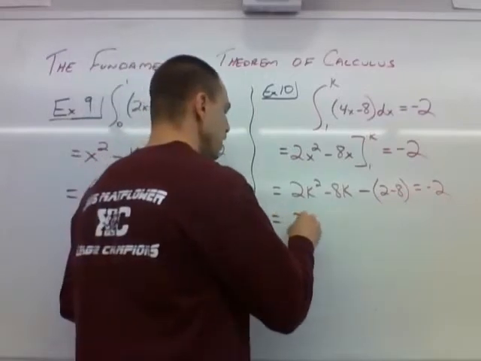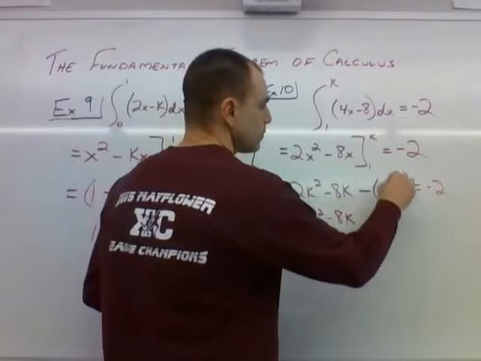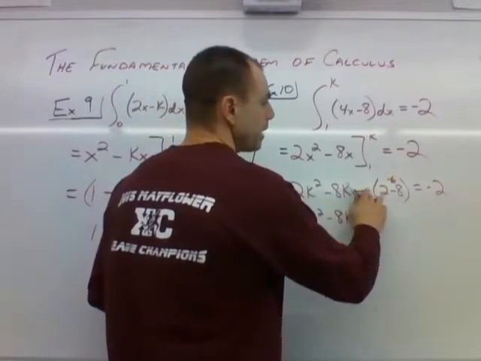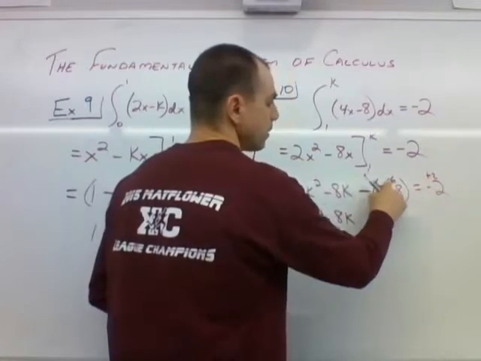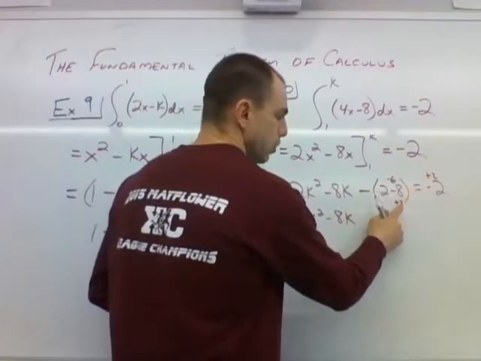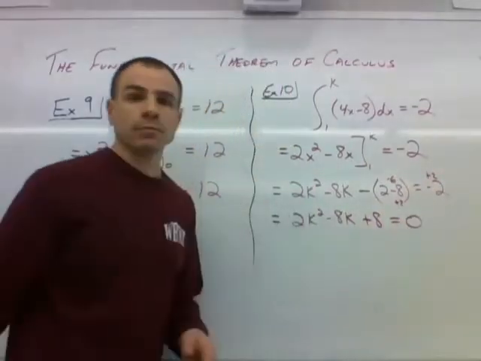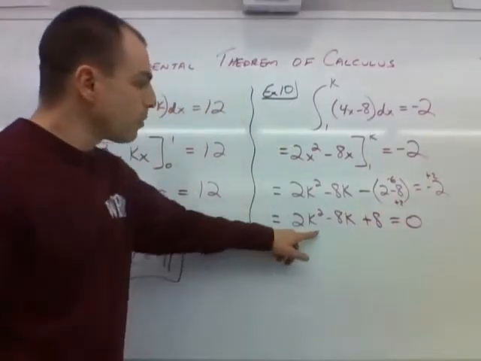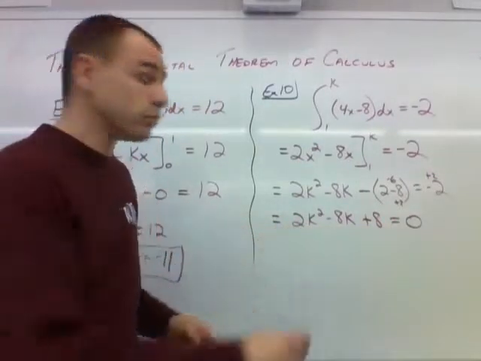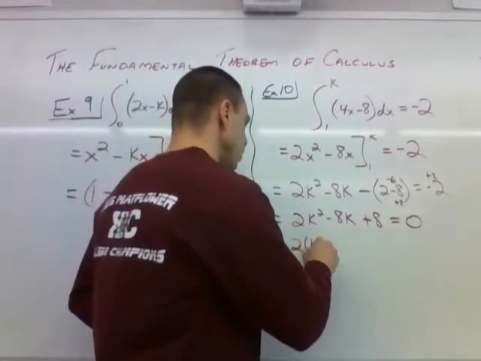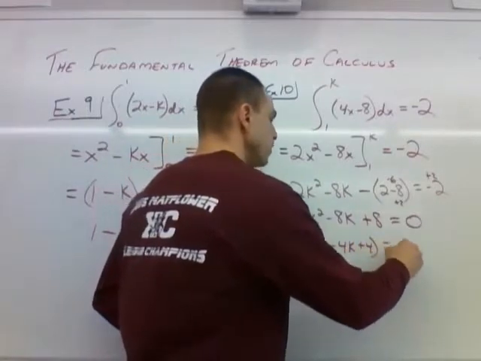We have 2k squared minus 8k. This is going to be negative 6 right here, so we are adding 6, but we also have to add 2 to both sides. So we have minus negative 6, which means plus 6, plus 2, so that's actually plus 8, and we're equal to 0. Okay, so what we have here is a quadratic. Every single term is even. Let's pull out a 2. So we have 2 times the quantity, k squared minus 4k plus 4 is equal to 0.